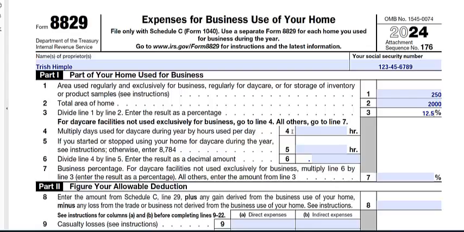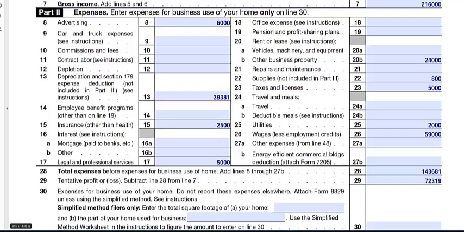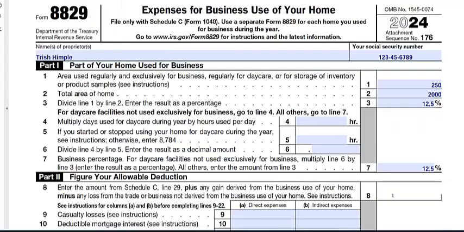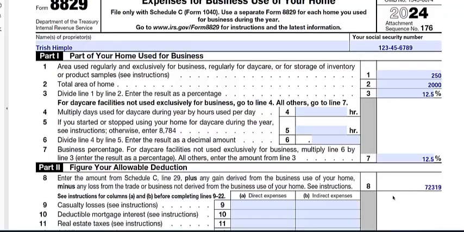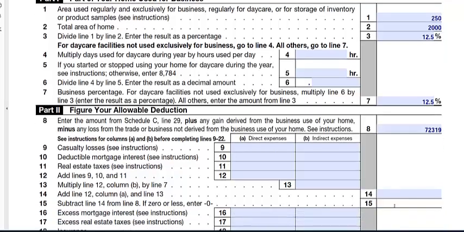So we will skip lines 4, 5, and 6 there for daycare facilities. We'll just bring our percentage down. On line 8, it says to enter the amount from Schedule C, line 29. Schedule C, line 29 was just the company's profit. So we'll enter the $72,319. And then we're just going to bring that down to line 15, because none of the lines in between apply to us.